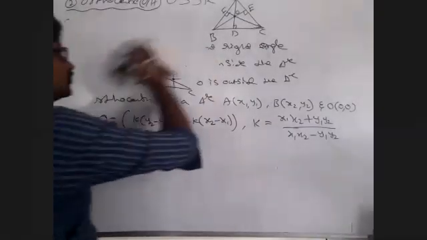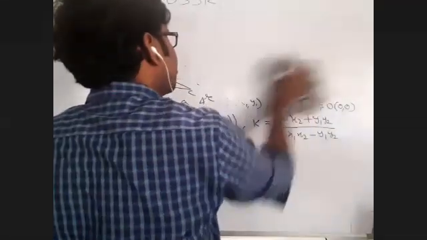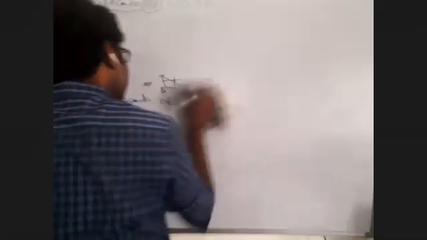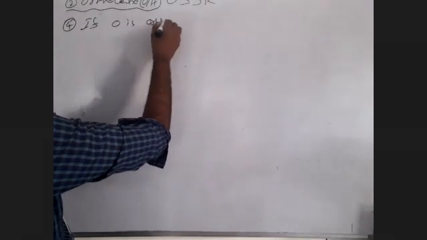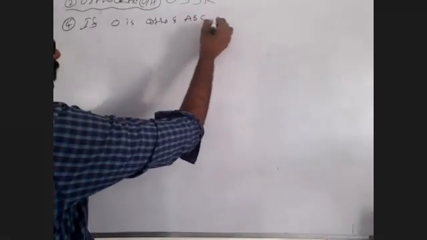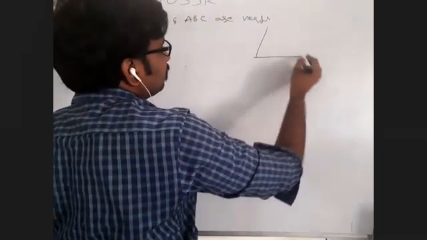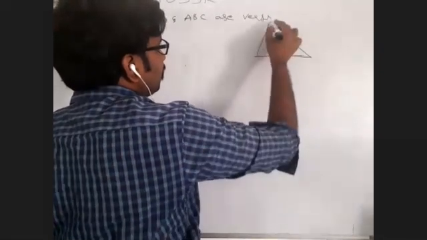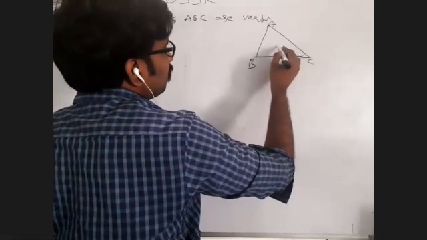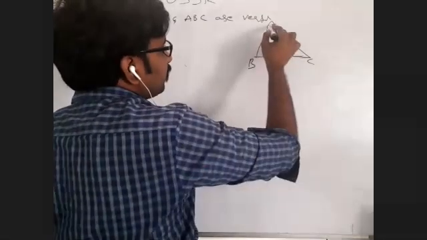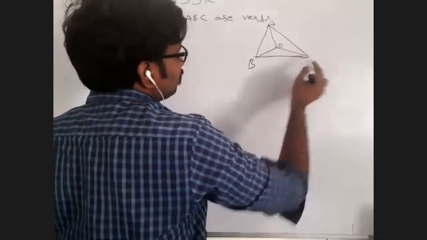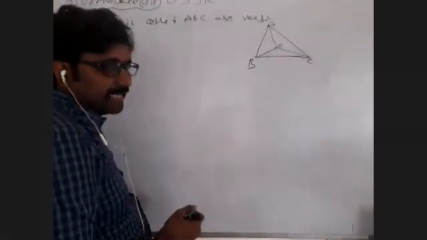Fourth point is, if O is orthocenter and A, B, C are vertices of a triangle, this is the triangle ABC, and we can form three more triangles like this: OAB, OBC, OCA.